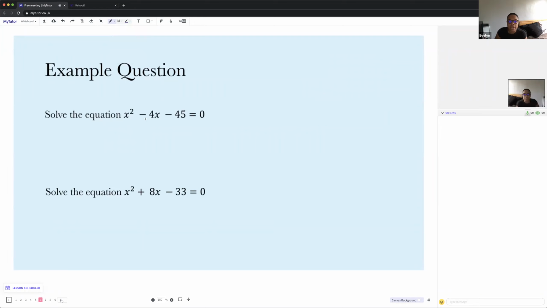So we've got x squared minus 4x minus 45 equals 0. So it's already in the form. We've got our equation and it's equal to 0. Now we can go ahead and think of two numbers that multiply to make minus 45 and add together to give us minus 4. So let's think of a few numbers that multiply to give us minus 45. What numbers do you think could multiply to give us minus 45? Two whole numbers, and make sure they are whole numbers.